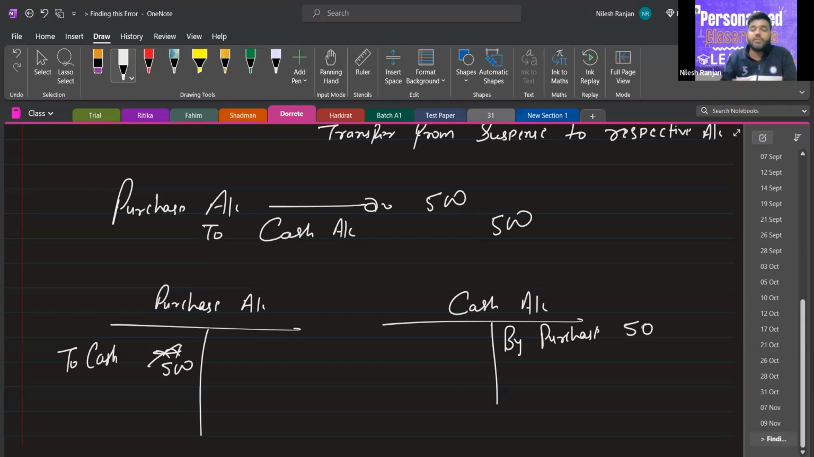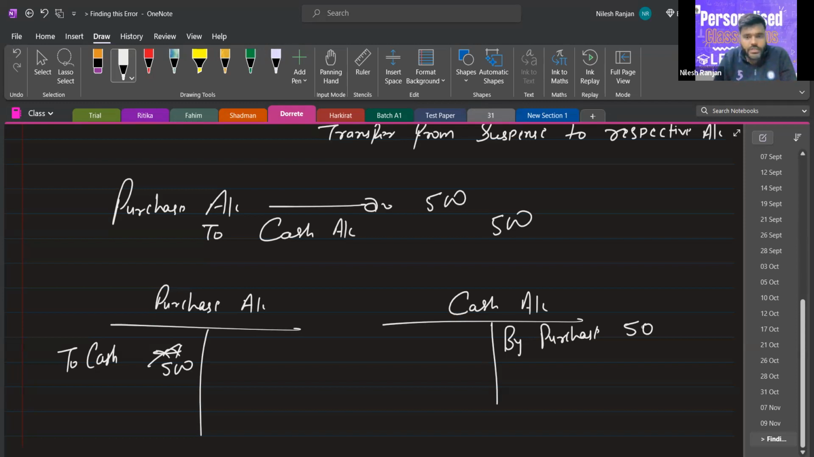So in the same manner, if there are different types of errors which affect only one account, then they are called one-sided errors. Is this clear now? And if the error is affecting two accounts or more than two accounts, then it is called a two-sided error.